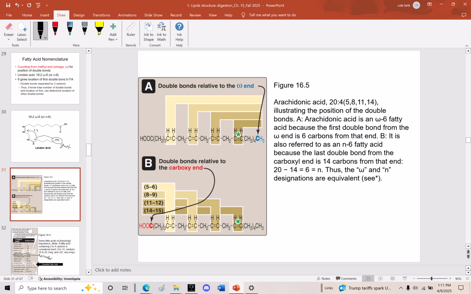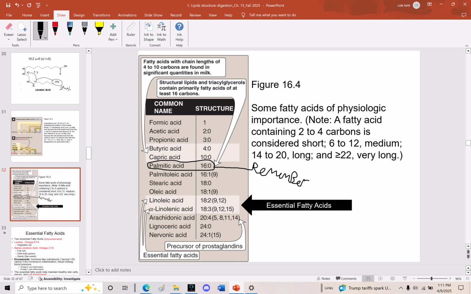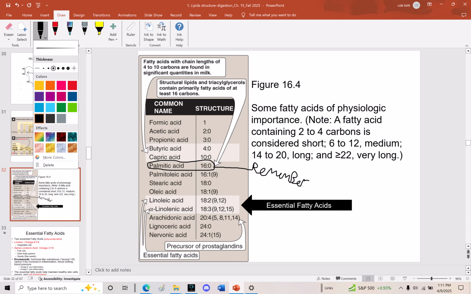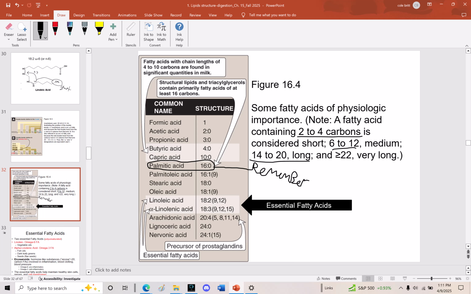Keep in mind, remember that the structure of your fatty acids can be very long or very short. So we have short chain fatty acids, which are going to be 2 to 6. Medium chains are going to be 6 to 12, the 12 meaning 12 carbons. So 6 to 12 carbons would be a medium chain fatty acid. We have the long chain fatty acids, which are 14 to 20 carbons long, and the very long chain fatty acids, which are going to be over 22 carbons.